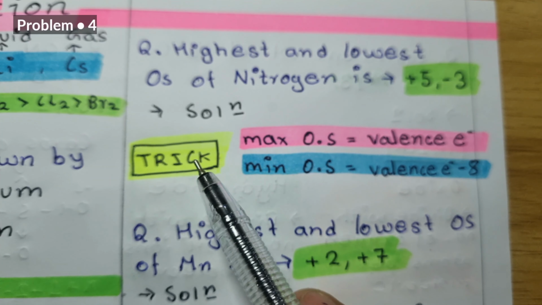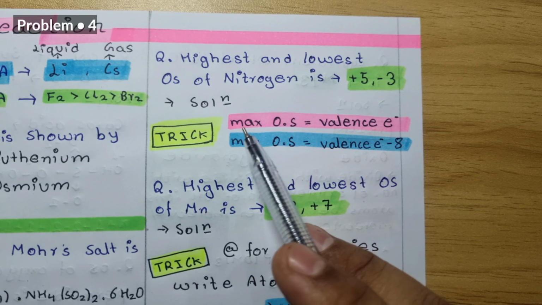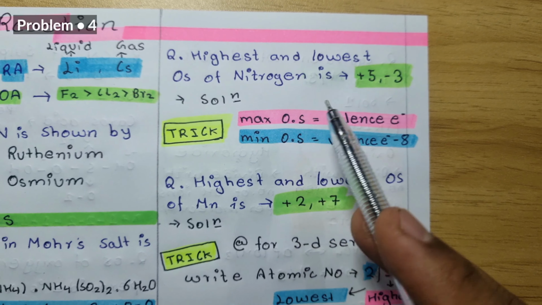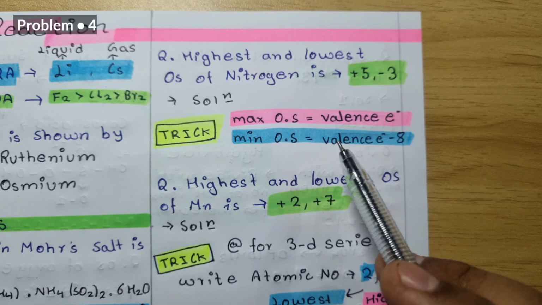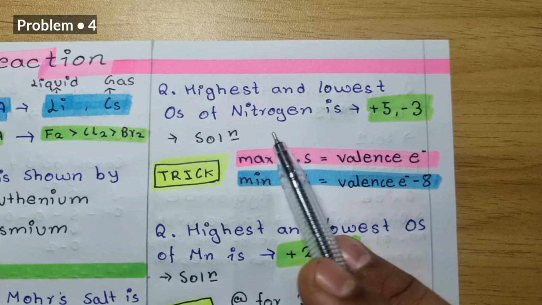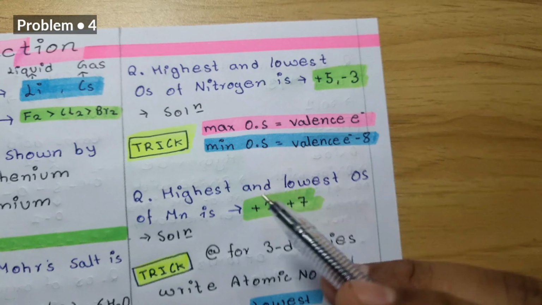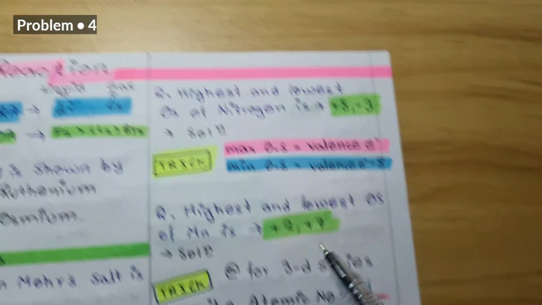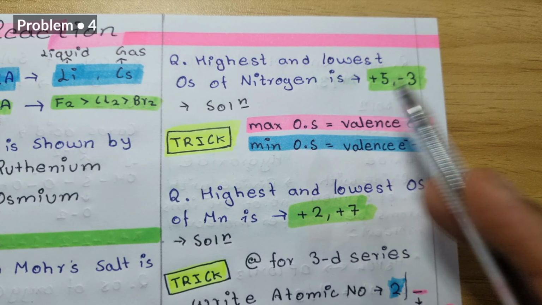Here is a super trick related to maximum and minimum oxidation state. For the majority of non-metal elements, the maximum oxidation state equals the number of valence electrons and the minimum oxidation state equals valence electrons minus 8. That is, nitrogen has 5 valence electrons. So the maximum oxidation state will be +5 and the minimum oxidation state will be -3.